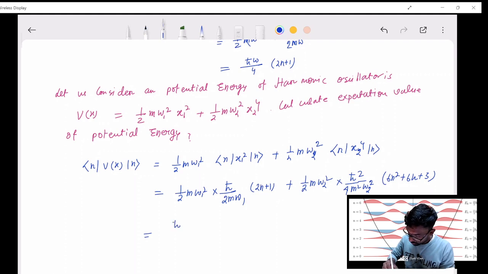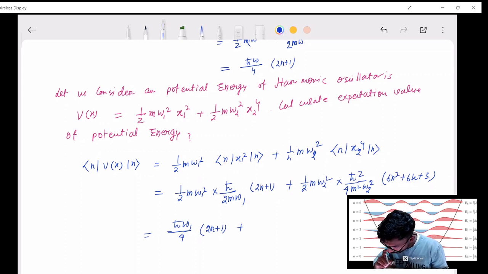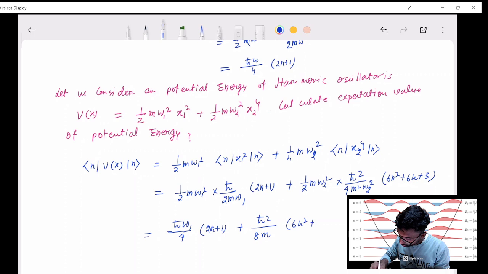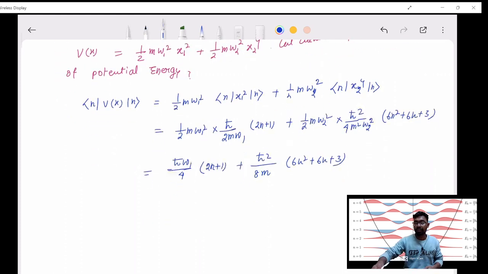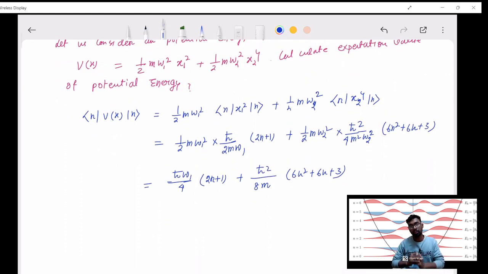Finally, we get ħ omega 1 upon 4 (2n plus 1). Omega 2 square cancels each other, so this is equal to ħ square upon 8m square. This is the way to calculate the expectation value of the position operator.